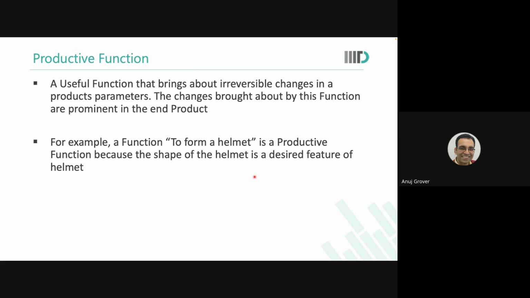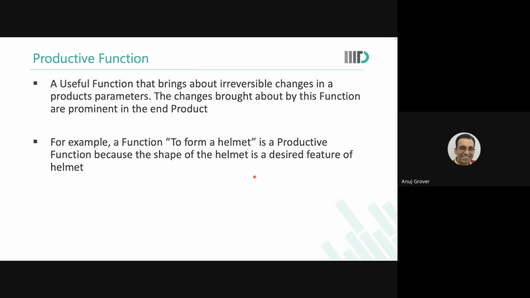Okay. So productive functions are those functions whose impact or action is evident in the final product also. For example, to form a helmet. That's a productive function, because after forming the helmet, the shape of the helmet is fixed. It is available to you in the end product also. Are you able to see this?